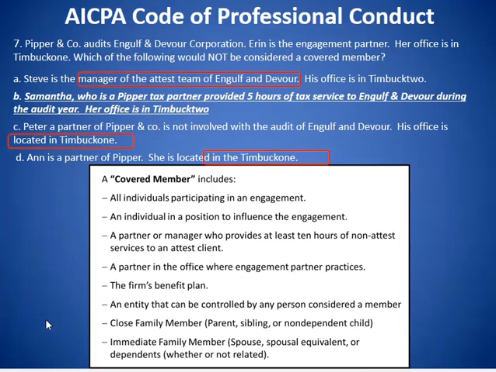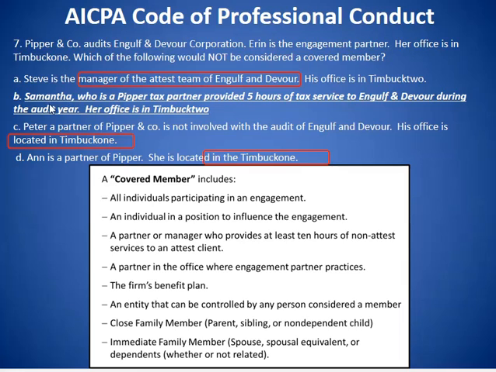Okay, now let's take a look at D, where Ann is a partner of Pipper and Company, and she's located in Timbuk 1. Now, it doesn't say whether or not Ann is in the engagement or not, but she is in the office where the engagement partner exists. So in this case, she would be considered to be a covered member. So by the process of elimination, we would pick B, about Samantha.